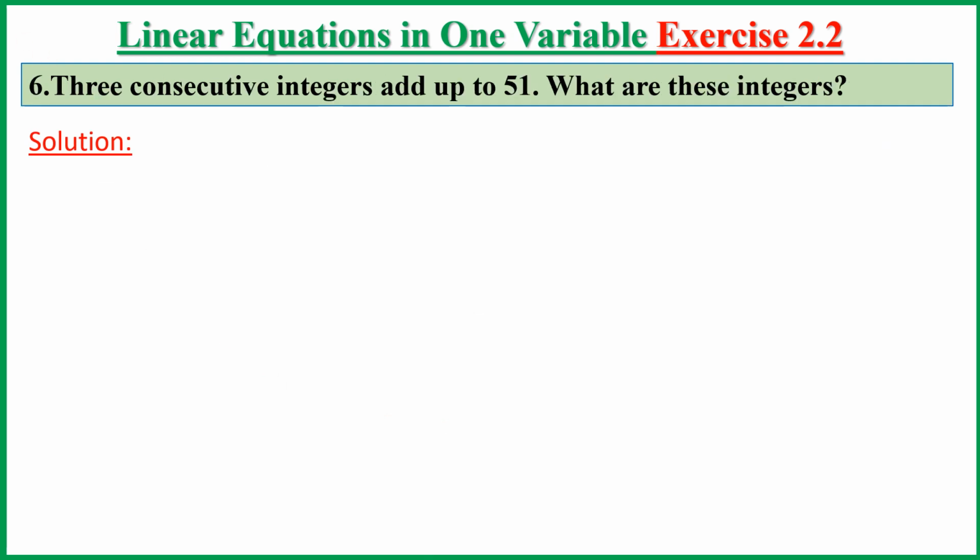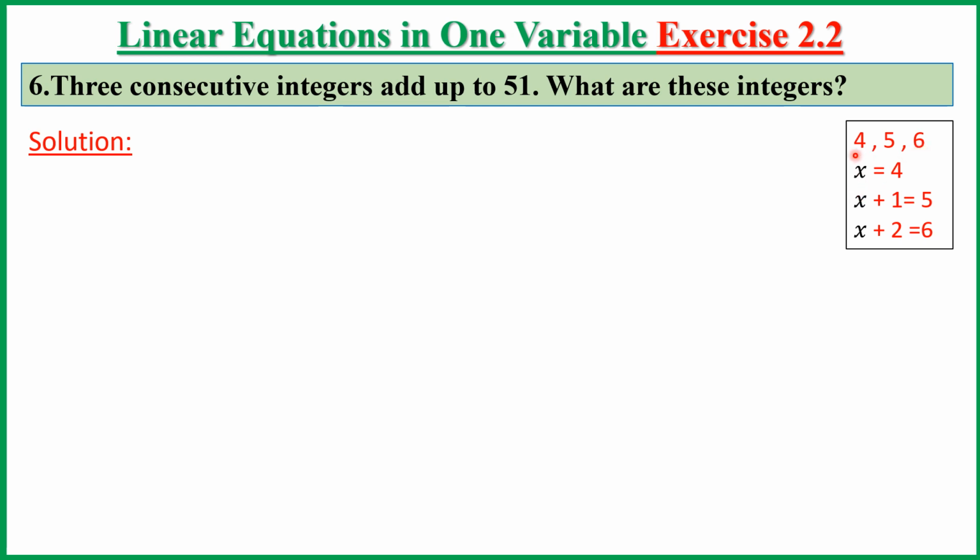Our question number 6. 3 consecutive integers add up to 51. What are these integers? So before going into the question, what are consecutive integers? Consecutive means the number right after the other number. Suppose you have 4, the consecutive of 4 is 5, the consecutive of 5 is 6. That is right after the previous number. It can be 9, 10, 11 or 100, 101, 102, anything. So consecutive means right after the same number. That is 4, 5, 6, like that.